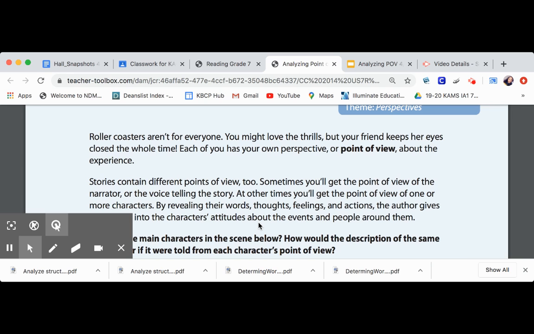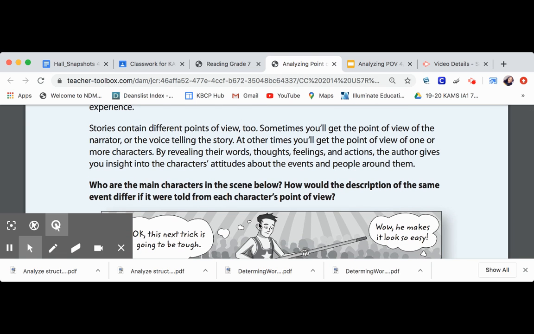So roller coasters aren't for everyone. You might love the thrills, but your friend keeps her eyes closed the whole time. Each of you has your own perspective or point of view about the experience. So stories contain different points of view too. Sometimes you get the point of view of the narrator or a voice telling the story. At other times you get the point of view of one or more characters. By revealing their words, thoughts, feelings, and actions, the author gives you insight into the character's attitude about the event and people around them.